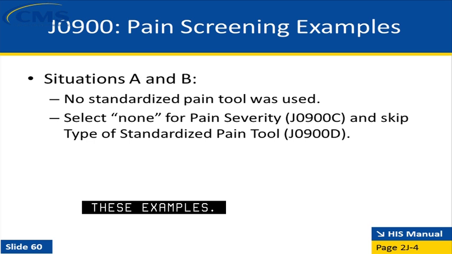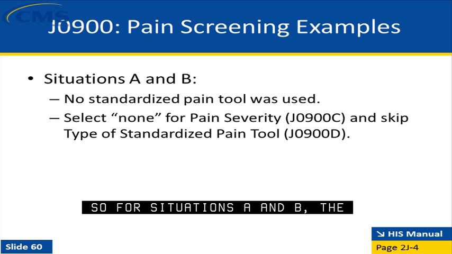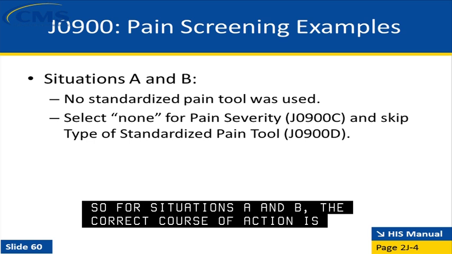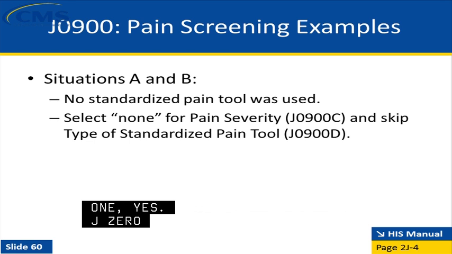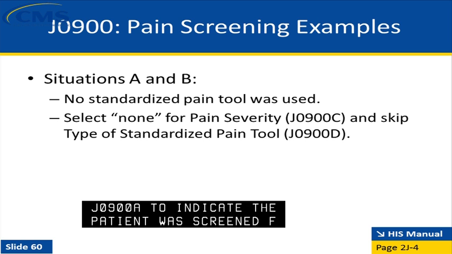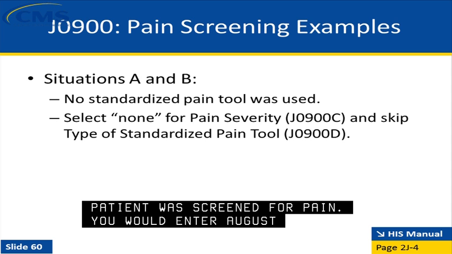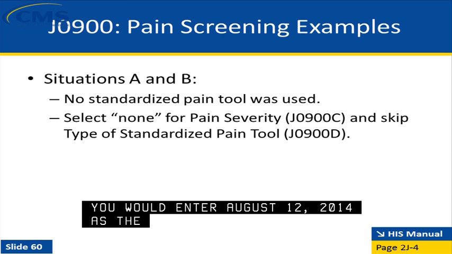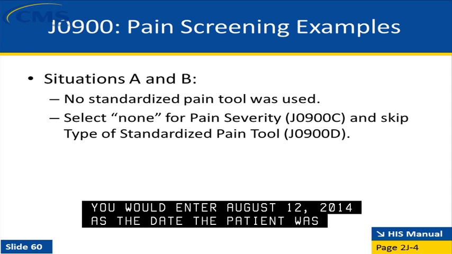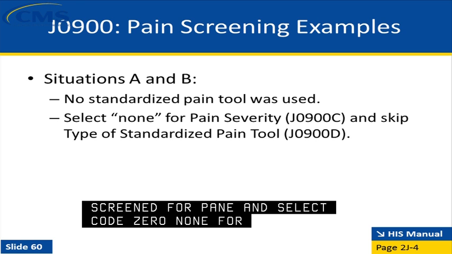So for situations A and B, the correct course of action is to code 1 yes for J0900A to indicate that yes, the patient was screened for pain. For both situations, you would also enter August 12, 2014 as the date. The patient was screened for pain, and select code 0, none, for J0900C to indicate the patient was not in any pain.